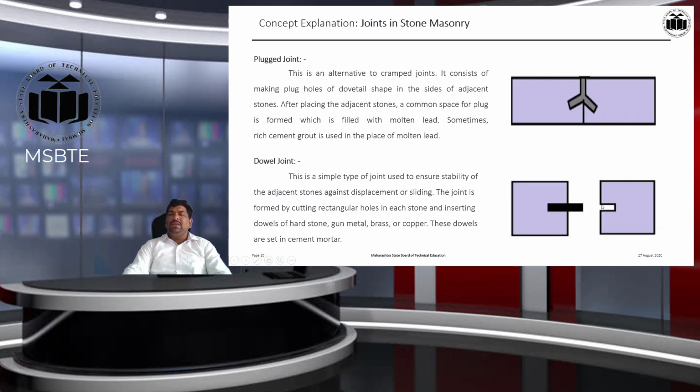So basically what is being done is, the cut of rectangular shape is made on both the stones on the edges, and material which is of gunmetal, brass or copper is placed in between this cut section, and it is filled with cement mortar. Such a kind of joint is provided for stone masonry, and this type of joint is called a dowel joint.